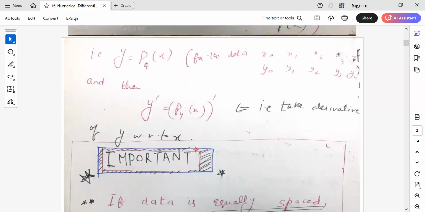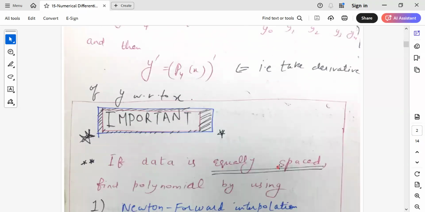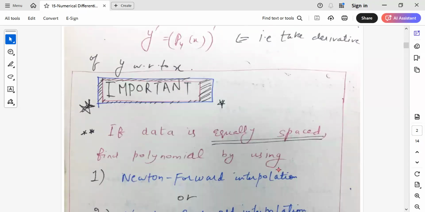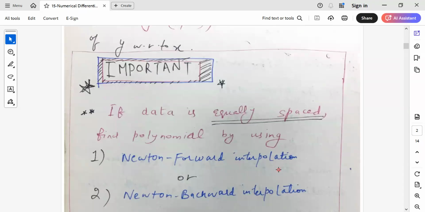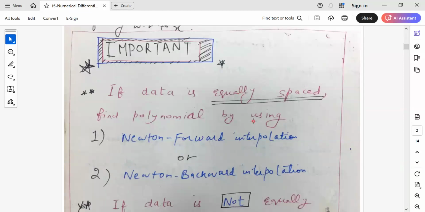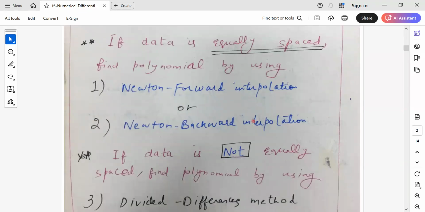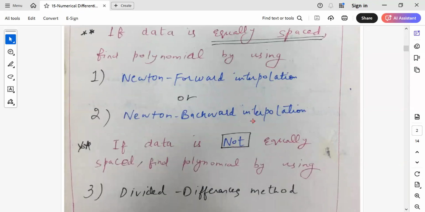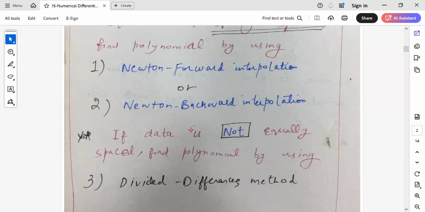One thing is important here. If the data is equally spaced, find the polynomial by using forward interpolation or backward interpolation. If I'm asking about the initial points, then you will use Newton forward interpolation. And if we are asking about the bottom points, then you will use Newton backward interpolation, but only in case of equally spaced data. If our data is not equally spaced, then you can use other methods as well. One of them is the divided difference method. It depends on the question that we are solving.